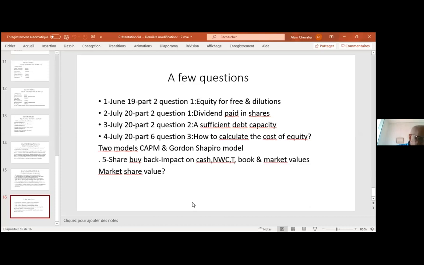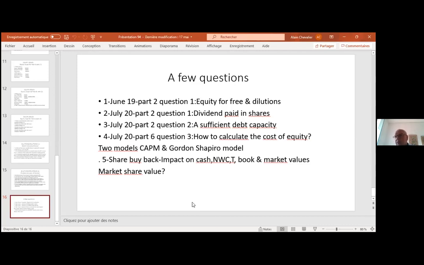In an equity for free, there is no dilution of wealth or control, percentage of rights of vote for the existing shareholders. Explain and discuss.